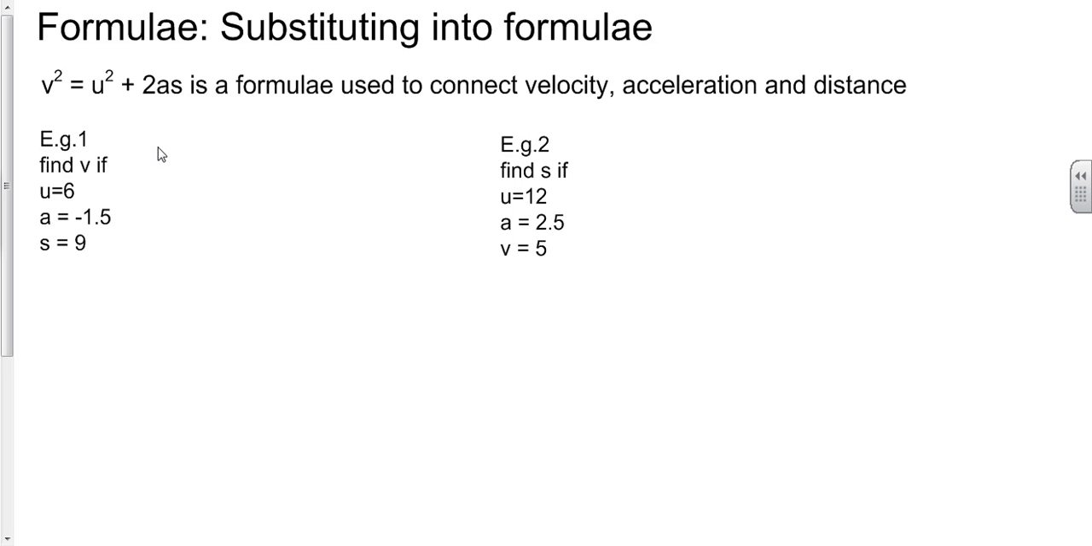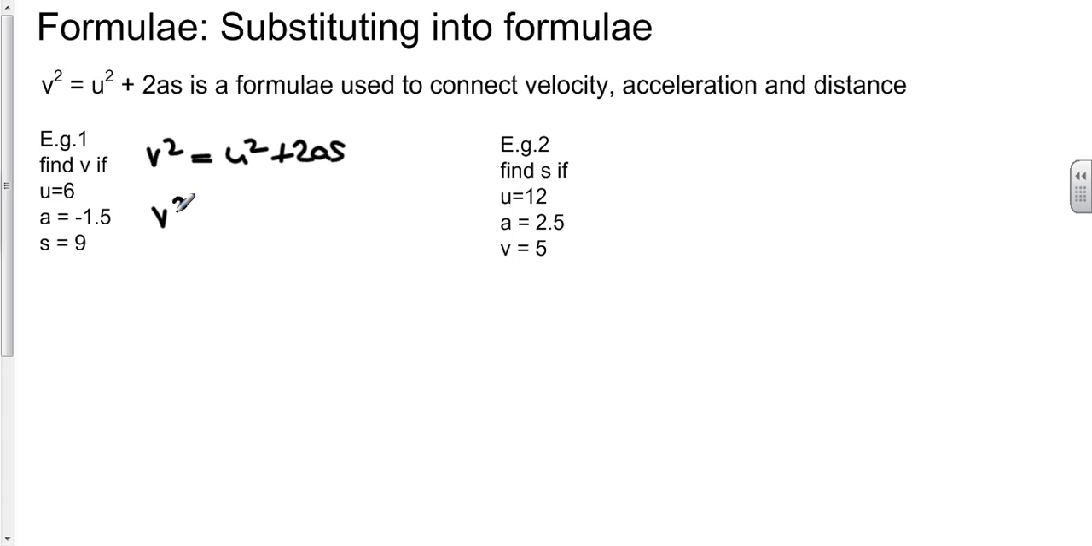So we've got two situations, one where we're trying to find v and one where we're trying to find s, and we're given values for the other three variables in both cases, and it's a case of substituting those in and finding out what the velocity is or what the distance is. So getting started, we always write out our formula, which we've done there, and then we substitute the values in.